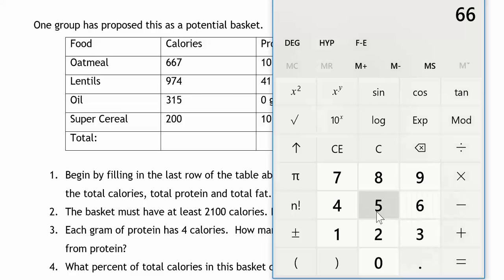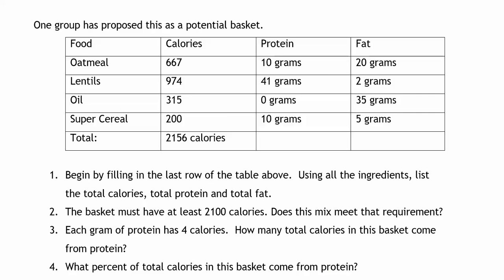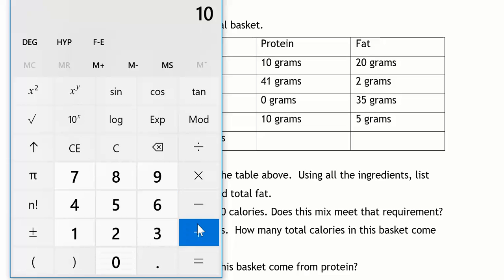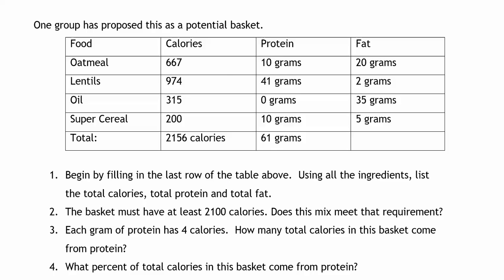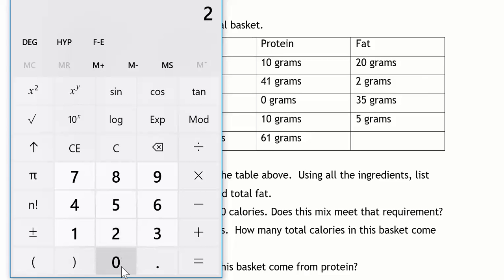We'll find total calories by adding together the calorie column, 667 plus 974 plus 315 plus 200. That equals 2,156. Now we'll find the total grams of protein by adding the protein column. 10 grams plus 41 grams plus 10 grams. 61 grams of protein. Finally, we'll find the total grams of fat. Adding the last column, 20 plus 2 plus 35 plus 5 equals 62 grams of fat.